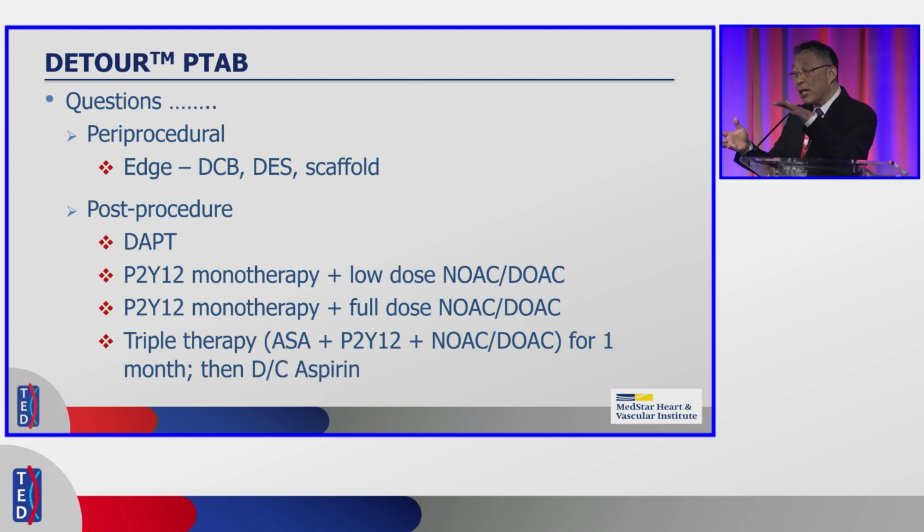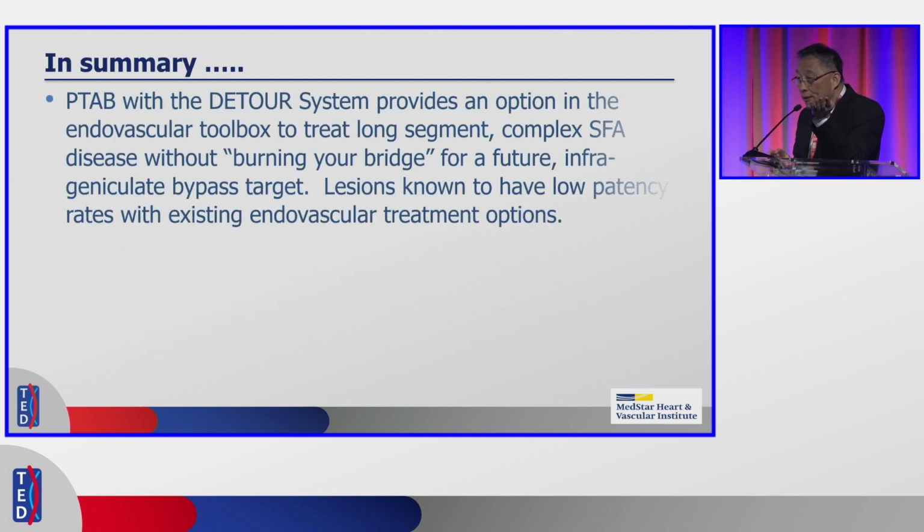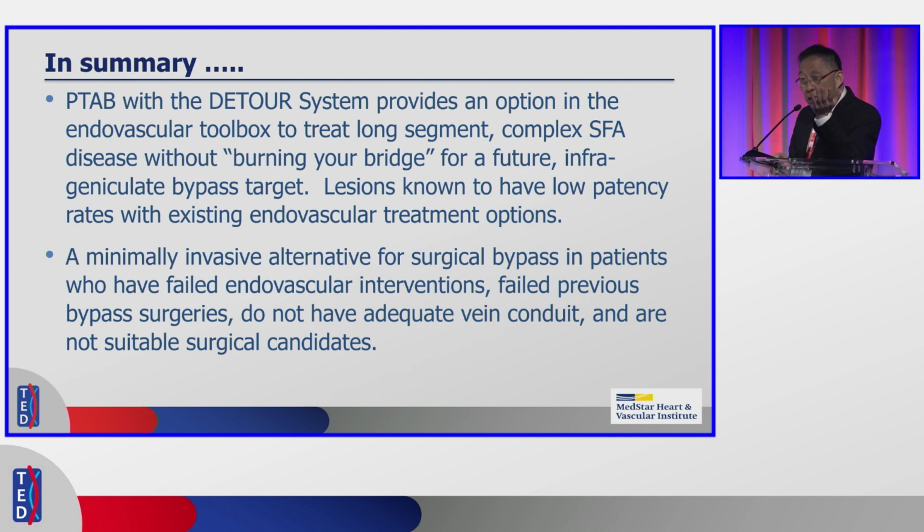Because a lot of these failures are twofold. Edge restenosis, which we just balloon and stent and do DCB. It's been working. Then, of course, also DVT. So right now, I've been giving NOAC, DOAC to all those patients. And I think that's it. So in summary, it's basically an option for patients who can fail surgical revascularization, who are not candidates for surgical revascularization, basically. And thank you.